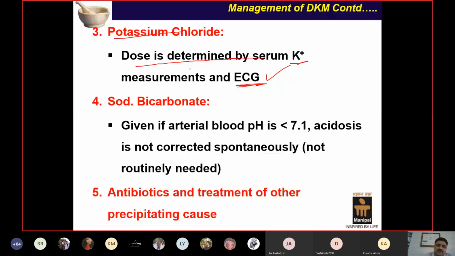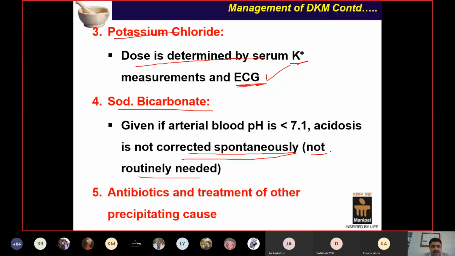And then sodium bicarbonate. When you correct the hyperglycemia and the dehydration, the acidosis may also be corrected. But if it is not corrected spontaneously, then only if arterial blood pH is less than 7.1, you give sodium bicarbonate injection intravenously. Generally, the measures we have taken earlier will correct this acidosis. This is not very routinely needed. If the diabetic ketoacidosis is only moderately severe, sodium bicarbonate may not be required. But you have to measure the blood pH. If it is less than 7.1, then of course you have to give sodium bicarbonate.